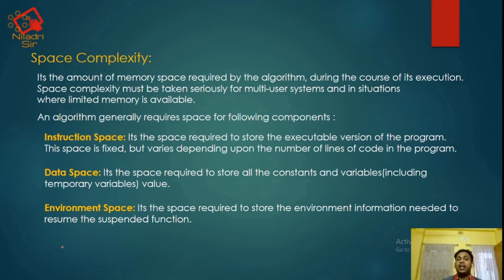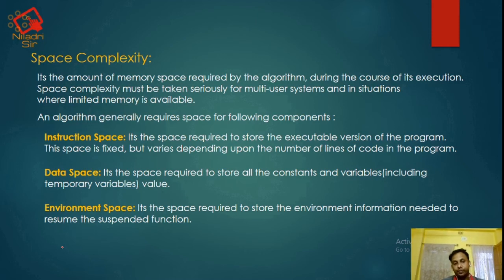Next one is data space. Data space means the data. As you know, to run an algorithm we need a few inputs, and using those inputs an algorithm produces some output. So inputs and outputs are data values, and these must be stored somewhere in the computer memory. For that purpose the space is required. Next one is environmental space. It is the space required to store the environmental information needed to resume a suspended function.